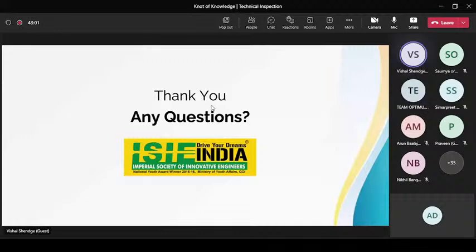Thank you, sir. For technical inspection, all the rules are already given in the rule book provided by ISI India. For helmets: closed face with integral chin guard. No dirt bike helmets are allowed. Last year, I saw a number of dirt bike helmets.